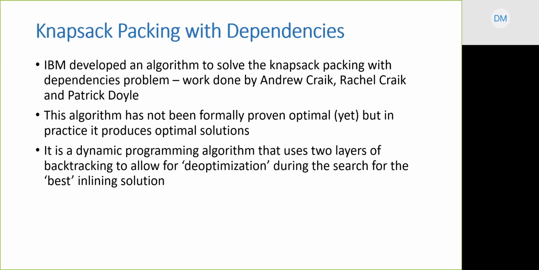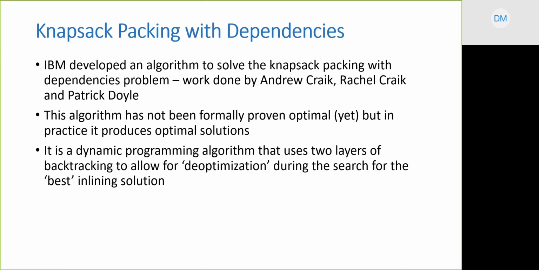Now, this algorithm has not been formally proven to be optimal in all cases yet. But in practice, it does produce optimal solutions. So we fed it quite a lot of different problems to solve, in the case modeled off of sort of inlining, and it was able to solve those problems and produce the optimal result. The algorithm is based on dynamic programming, and it uses 2 layers of backtracking to allow de-optimization during the search to help you find the best inlining solution, right?